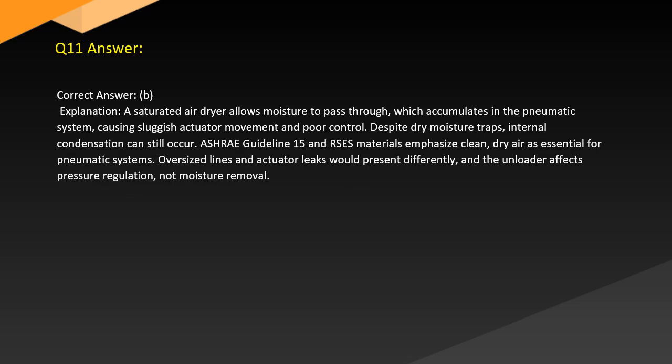Answer. Correct answer: B. Explanation. The saturated air dryer allows moisture to pass through, which accumulates in the pneumatic system, causing sluggish actuator movement and poor control. Despite dry moisture traps, internal condensation can still occur. ASHRAE Guideline 15 and RSES materials emphasize clean, dry air as essential for pneumatic systems. Oversized lines and actuator leaks would present differently, and the unloader affects pressure regulation, not moisture removal.